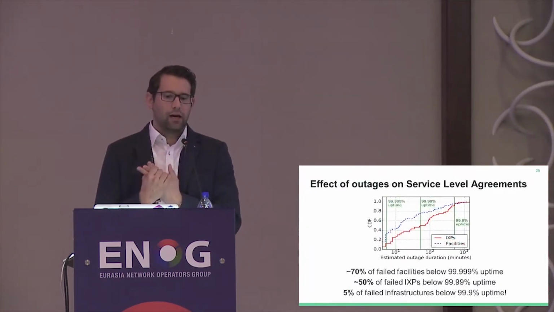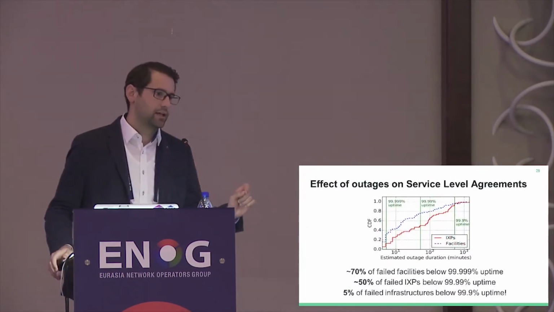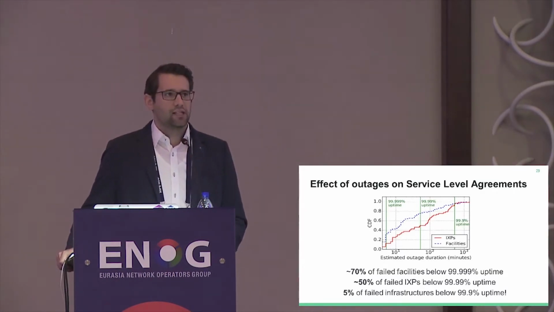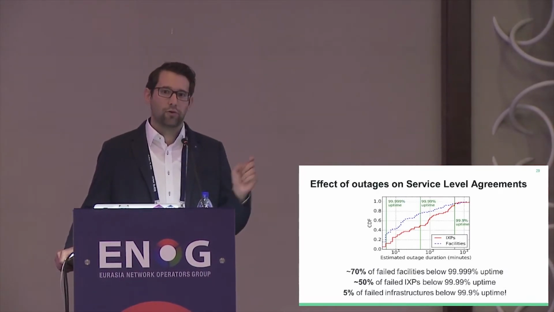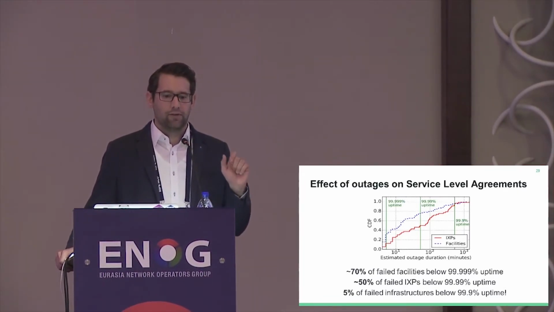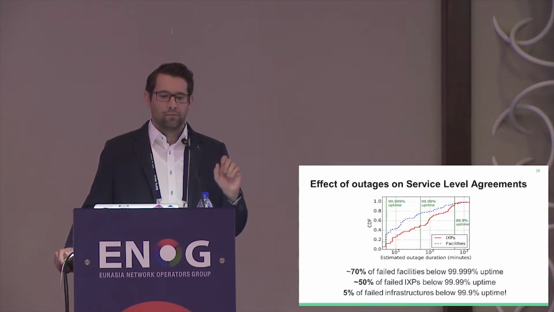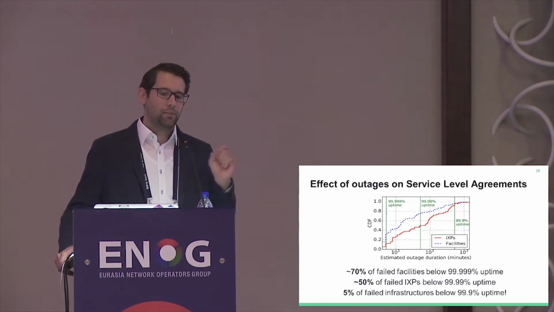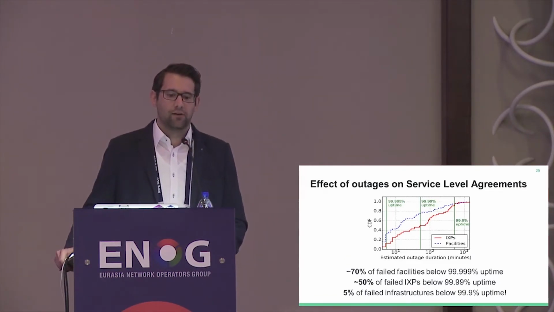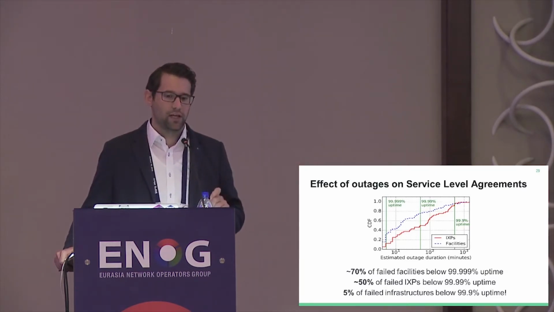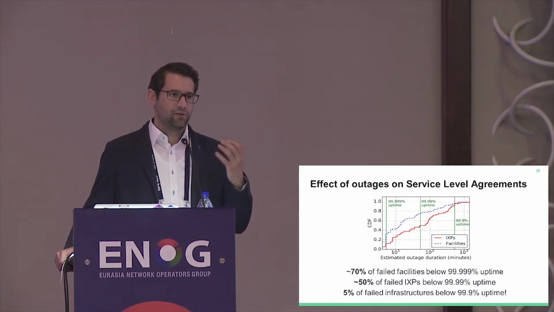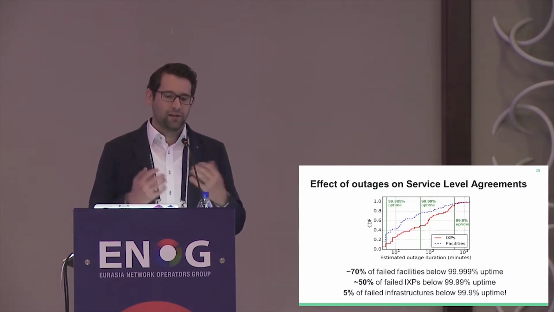So here we are with the service level agreements, the SLAs again. Before we heard that the SLAs are quite strict, but with the data we found, and since we know the duration of outages, we could evaluate that about 70% of the failed facilities are below the guaranteed uptime. Out of all facility outages we saw, 70% just don't guarantee the 3 nines anymore.